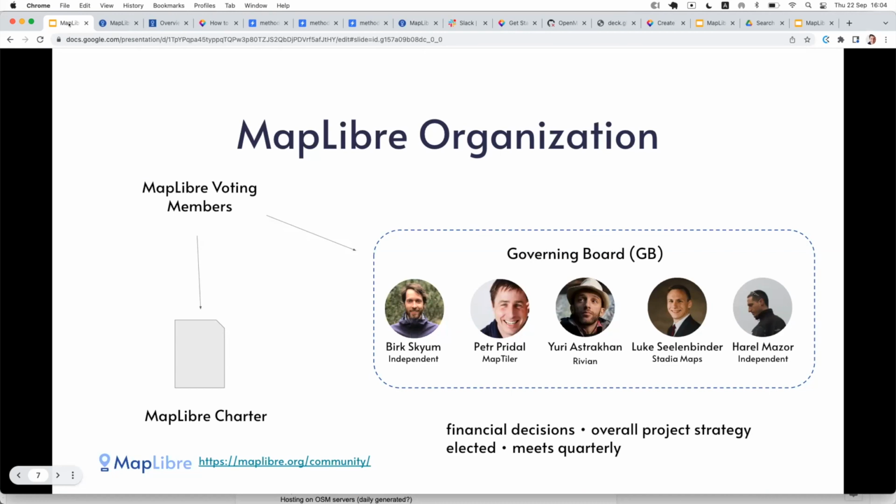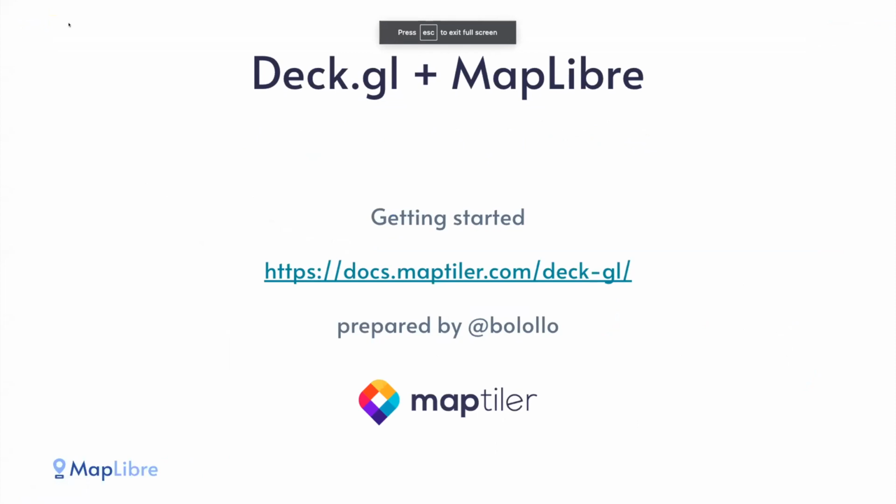There is discussion on Slack, and regular monthly technical steering committee meetings where anybody can join and propose things, which are typically first submitted as an issue on GitHub and discussed on Slack. So that's how MapLibre is organized.